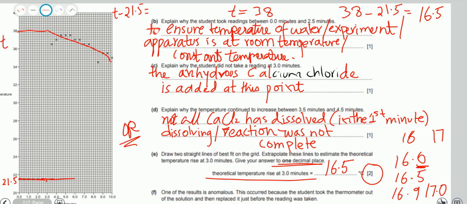So we're done with part B, we're done with part C, we're done with part D.